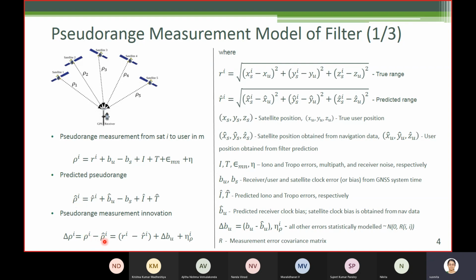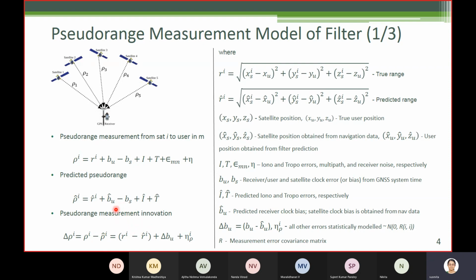The difference between the two is the pseudo-range measurement innovation. Innovation is the term that we use in the context of Kalman filter. In case of weighted least squares, we take the difference, but we do not call it innovation. We just say some residual pseudo-range measurement for the weighted least squares. So it's basically the difference between actual pseudo-range measurement and predicted.